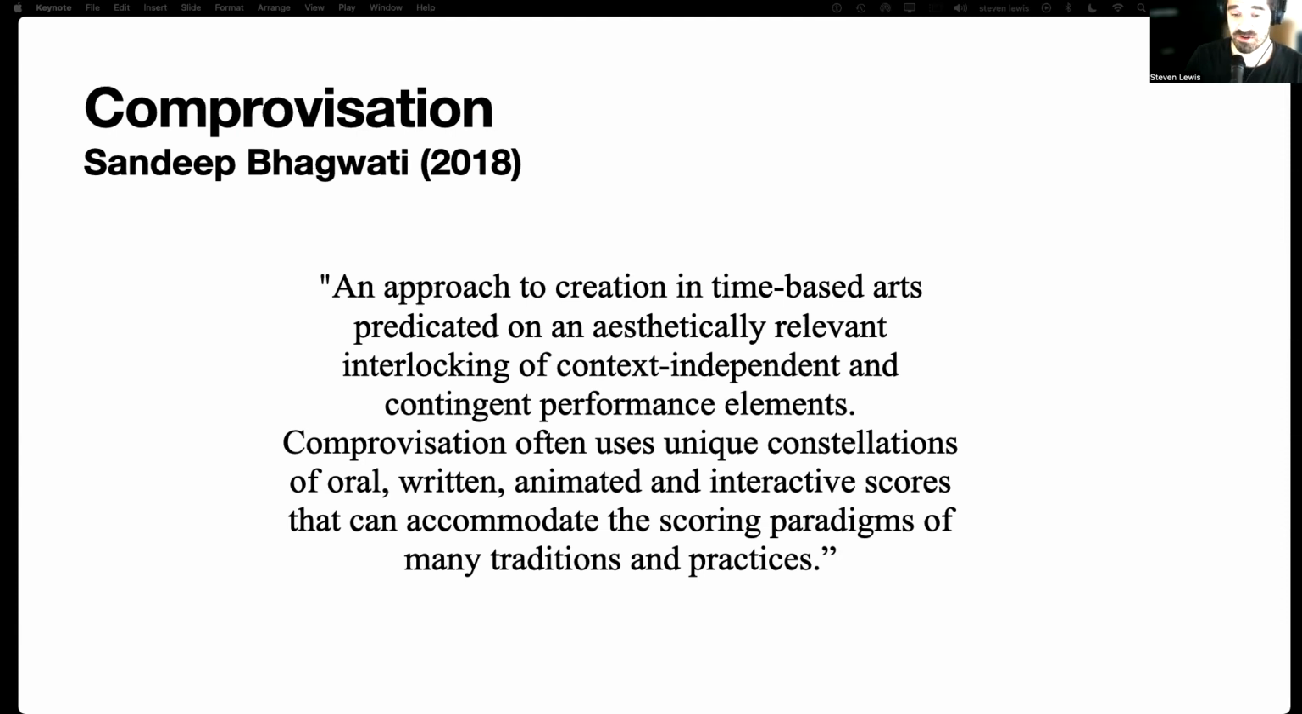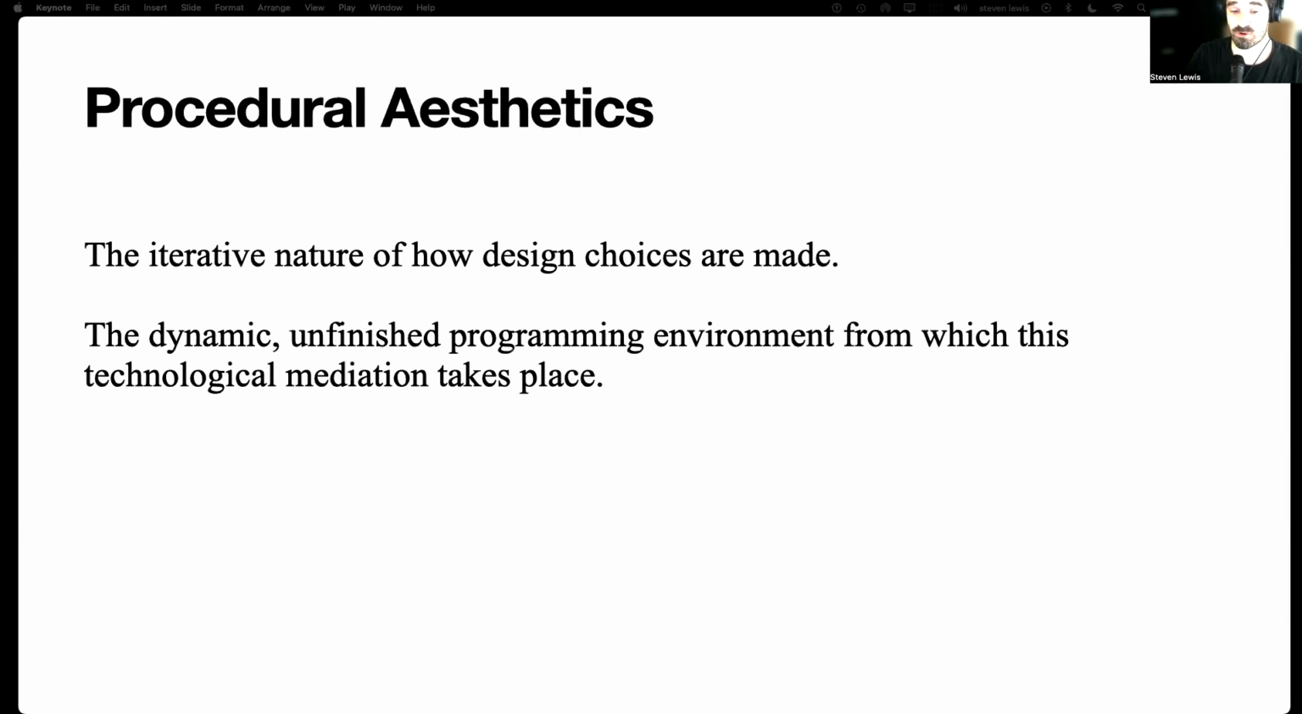Now, the design method described over the course of these three phases represents a procedural, system-based, integrative approach to composition, where the comproviser is at once the programmer, designer, performer, listener, observer, and mediator of this hybrid environment. Such an orientation requires iterative prototyping, and the need to reconceptualize the creative environment and the resulting aesthetic outcomes based upon the instant auditory and visual feedback yielded from the processes involved in this particular mediation with virtual and sensor-based technologies. Therefore, the term procedural aesthetics refers to both the iterative nature of how design choices are made and the dynamic, unfinished programming environment from which this technological mediation takes place.